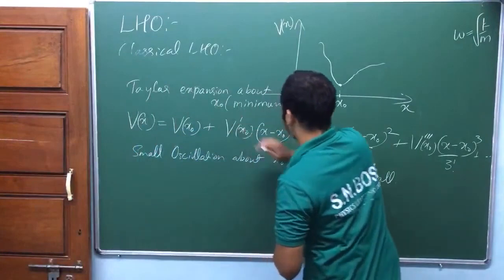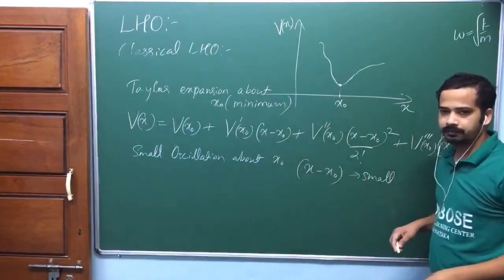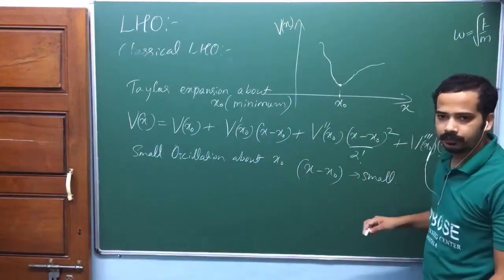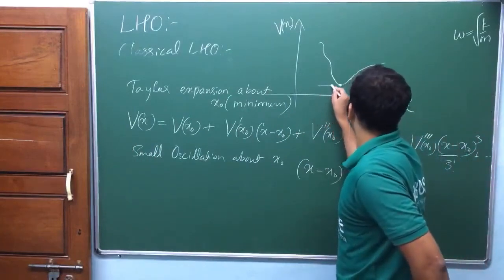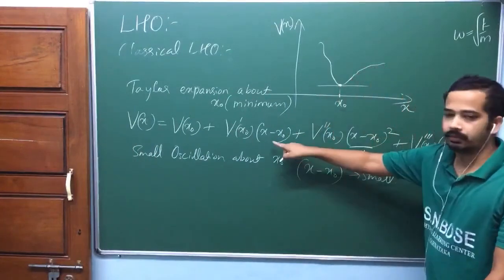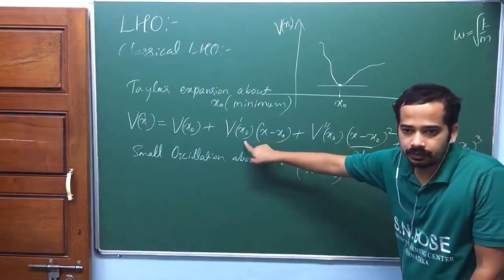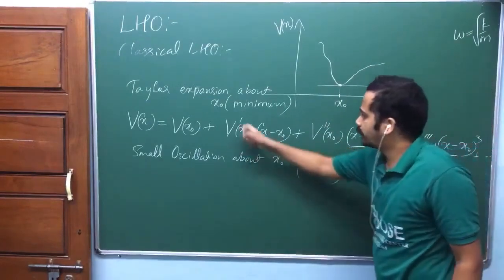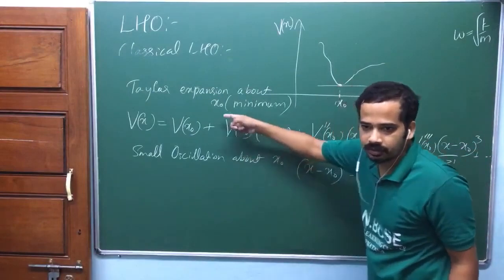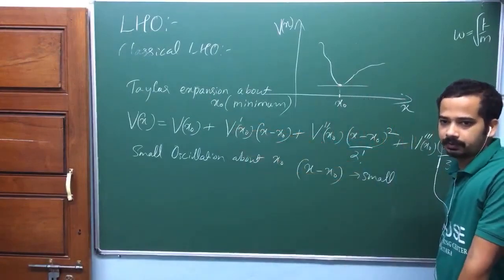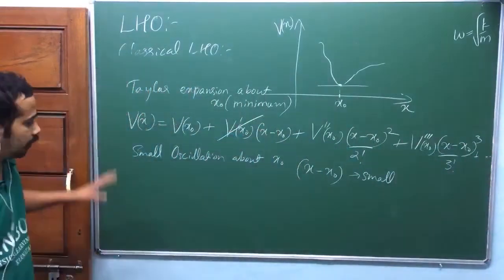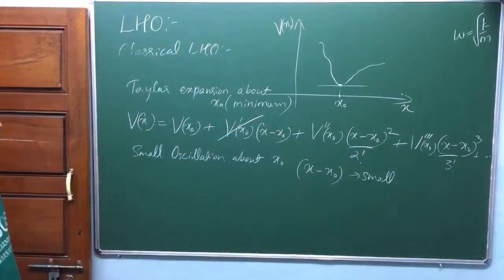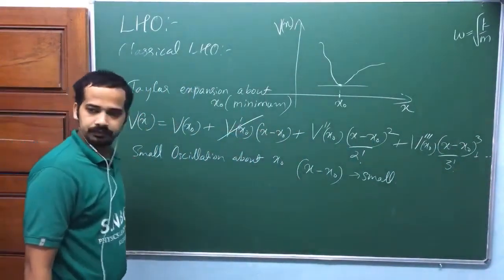And observe carefully, what is this one? This is the derivative at x naught. What do you mean by derivative? Derivative means slope of the tangent. What is the slope of the tangent at minima? 0. First derivative at minima is 0, isn't it? X naught is a point of minimum. Is that okay? This is 0. Observe this one. And one more assumption that I have taken here, small oscillation.